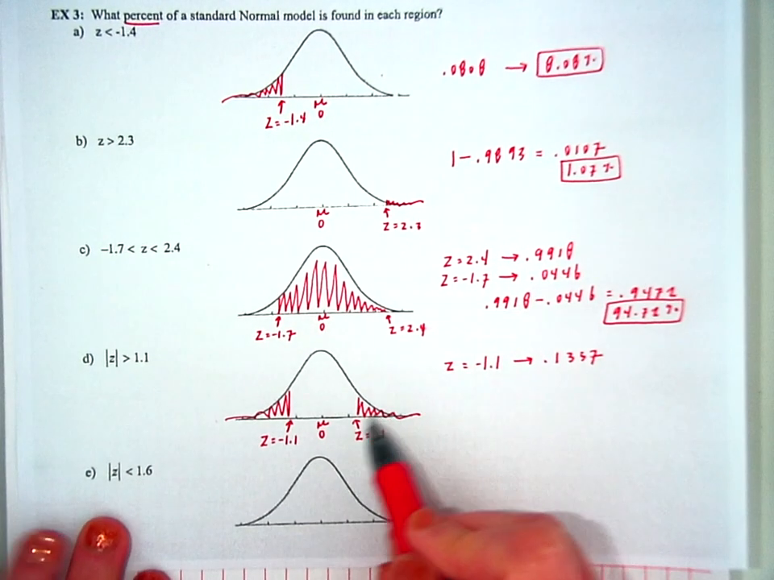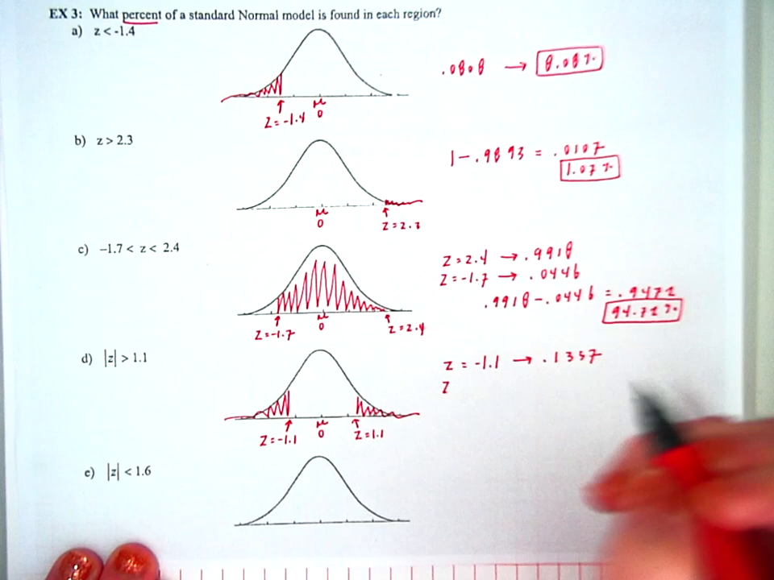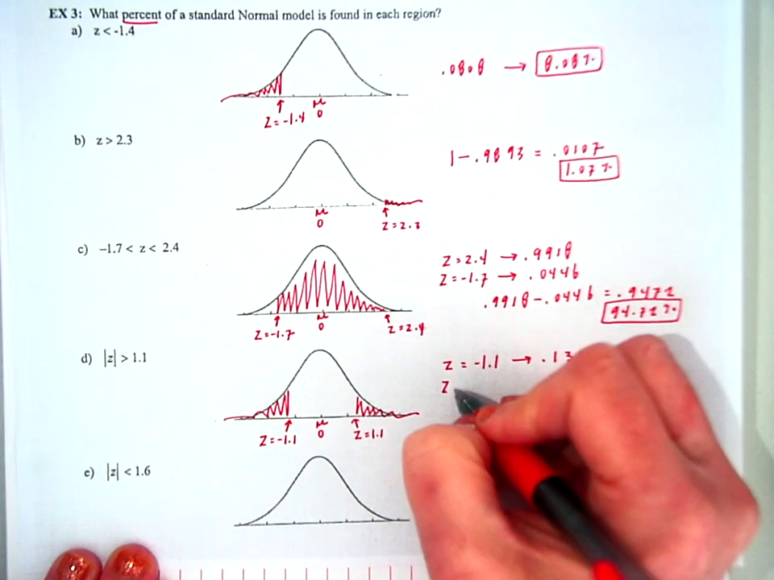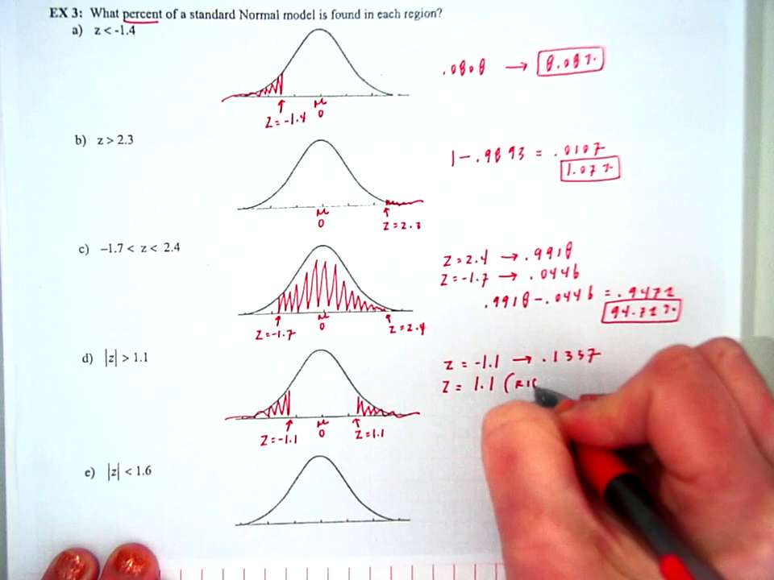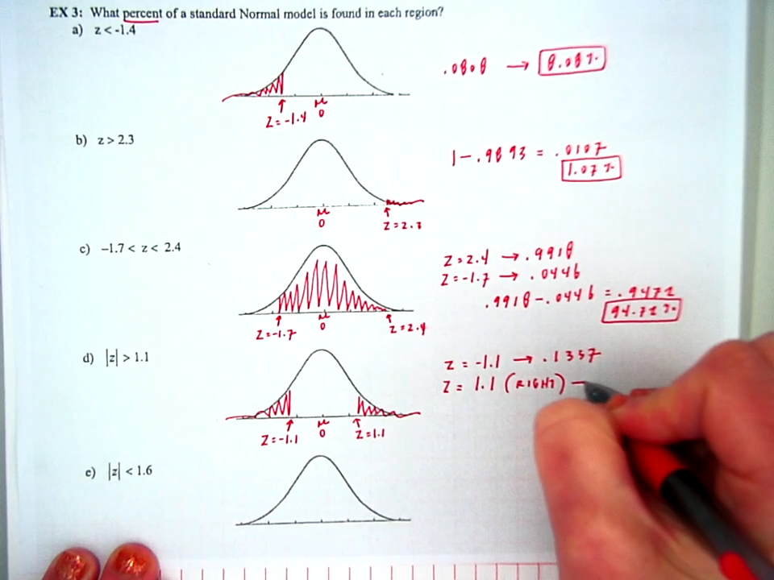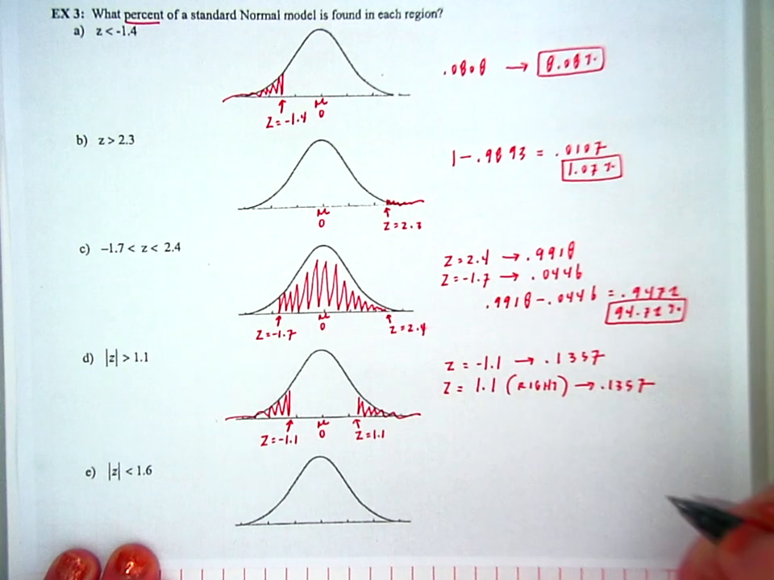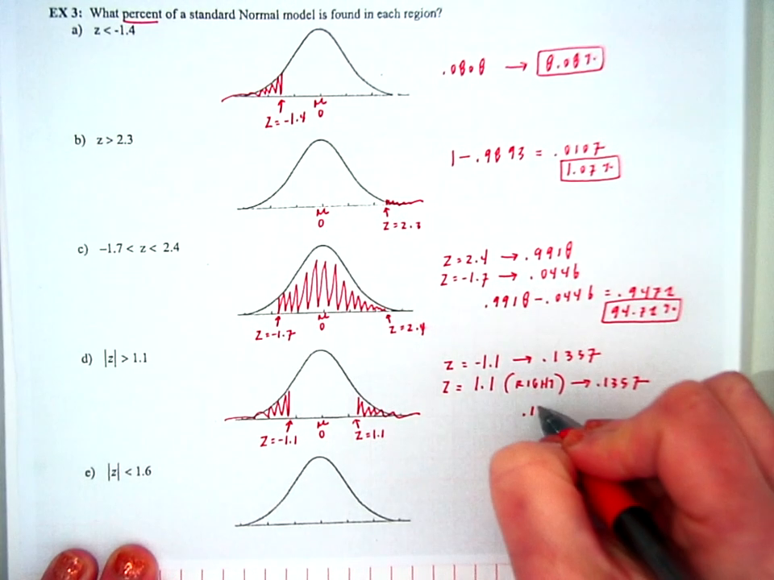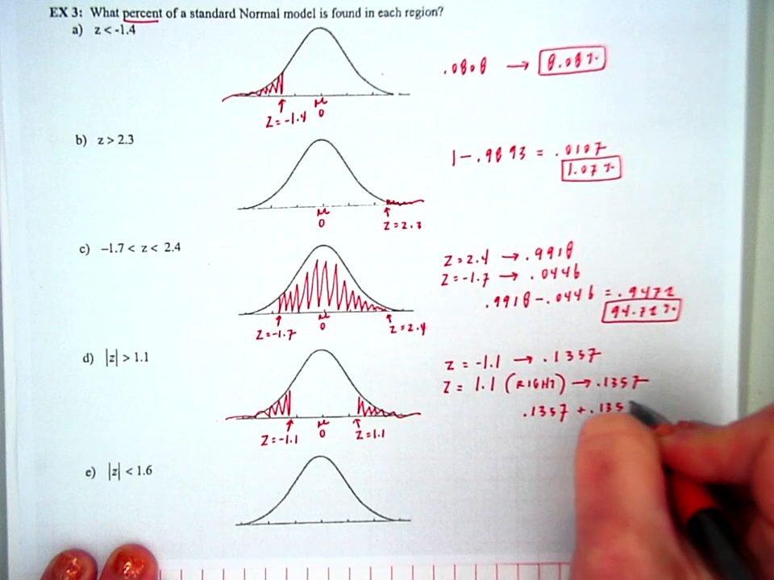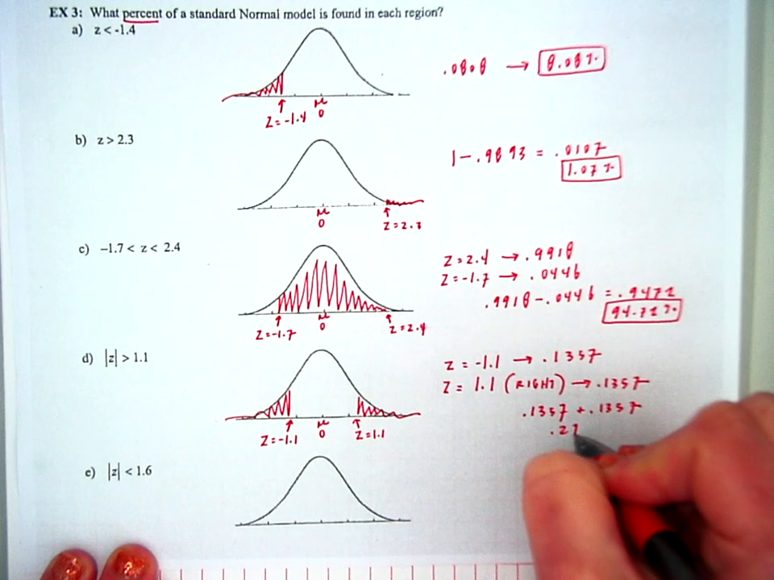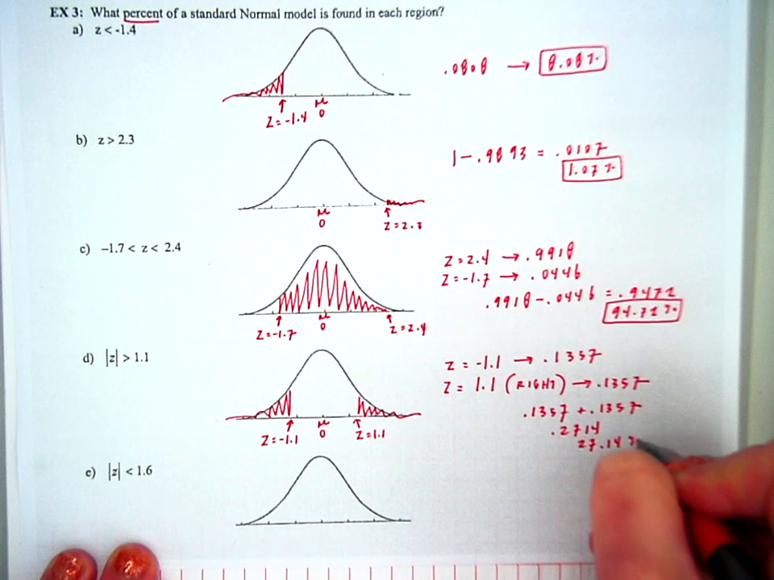Okay, for this one, I could do it the old way, right? I could do 1 minus the proportion below, but I'm going to tell you it's going to get me the same thing. So the proportion that is to the right of the 1.1 will end up being the same, 0.1357. So I really just have to add those two. So I'm adding up the 0.1357 to itself, and that gets me 0.2714, or 27.14%.